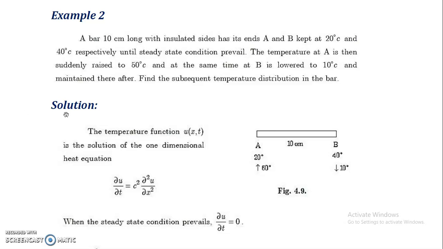The difference between the last question and the current question is that in the last question the temperature is reduced to 0 degrees Celsius at both ends A and B. But here the temperature at A is suddenly raised to 50 degrees Celsius and at end B it is reduced to 10 degrees Celsius. There is only one difference between these two questions.